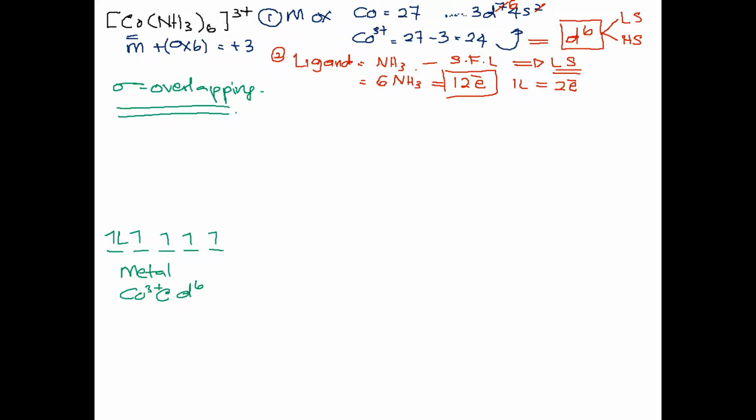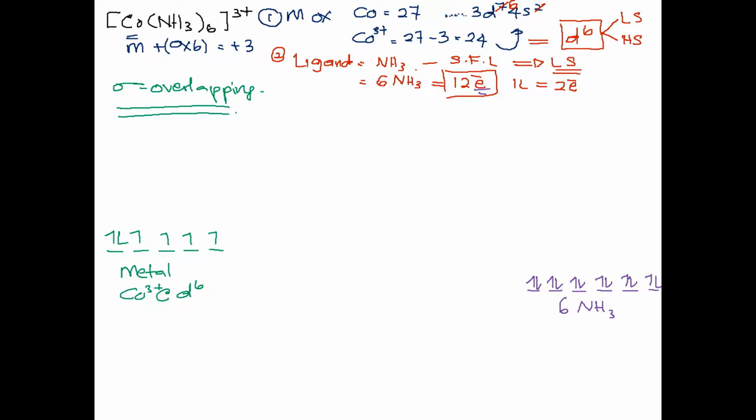On this side, you have your ligand, which is your ammonia. Your ammonia is 1, 2, 3, 4, 5, 6. You have 6 ammonia. Each of the degeneracies consists of 2 electrons: 4, 6, 8, 10, 12 electrons. Sama lah, 12 electrons.